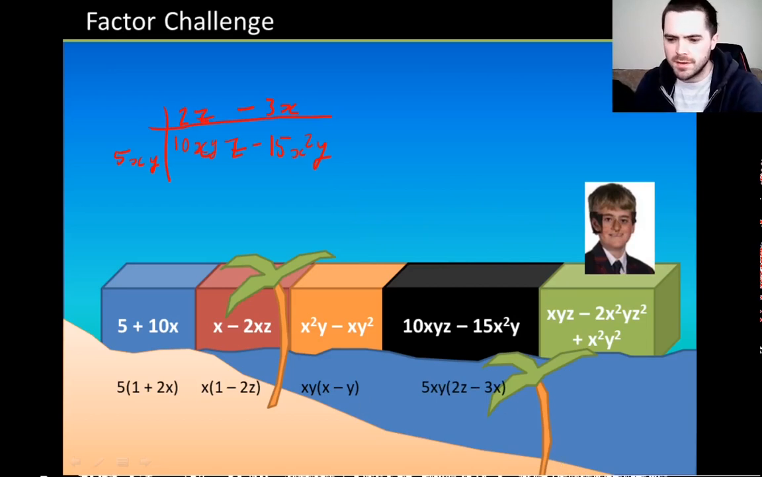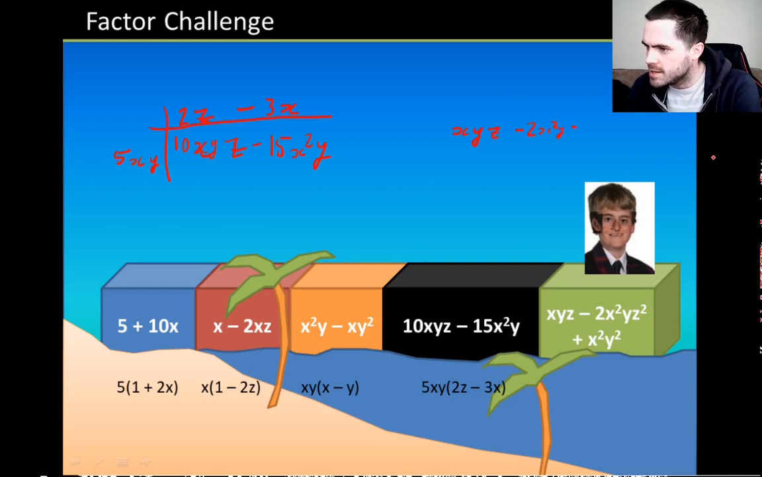Have a go at this last one for yourself. See if you can do it. See if this method helps you out. But if I trust that you've paused it, then again we'll just rewrite the answer. x, y, z minus 2x squared y z squared. This is just designed to look evil, but it's perfectly doable. Plus x squared y squared.